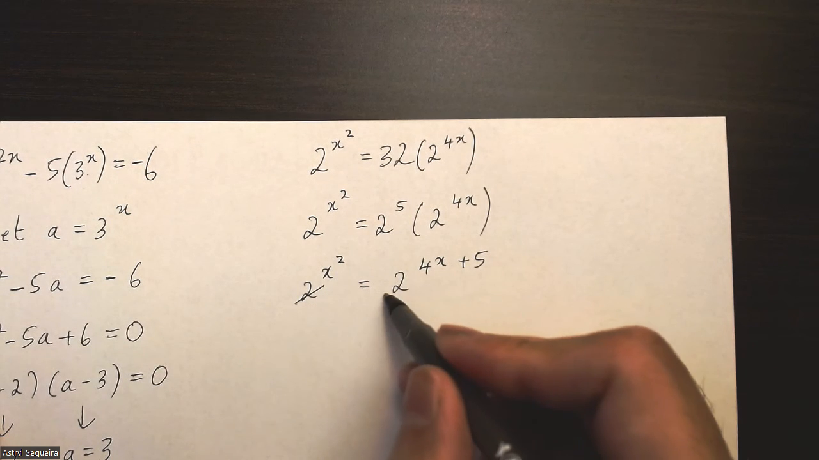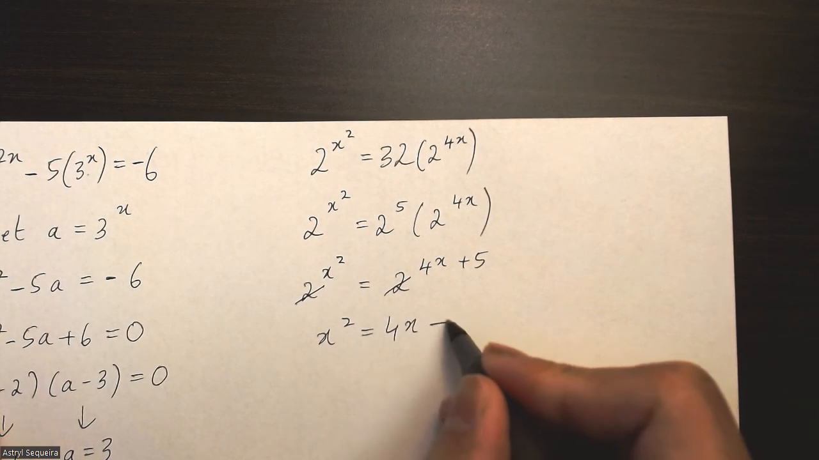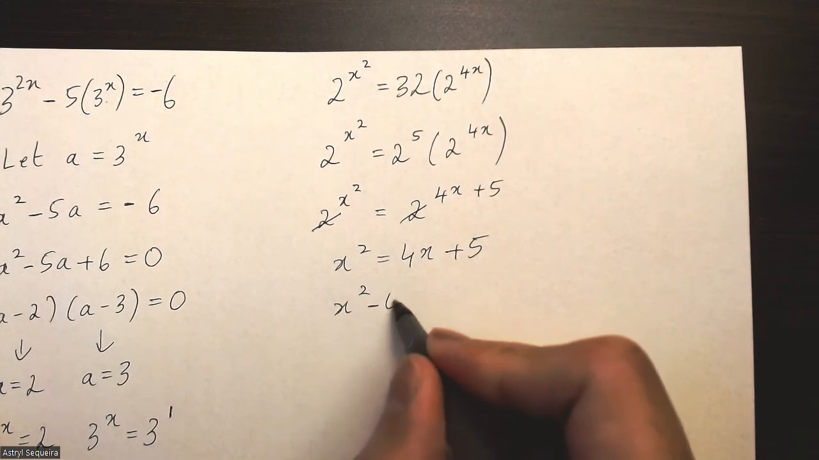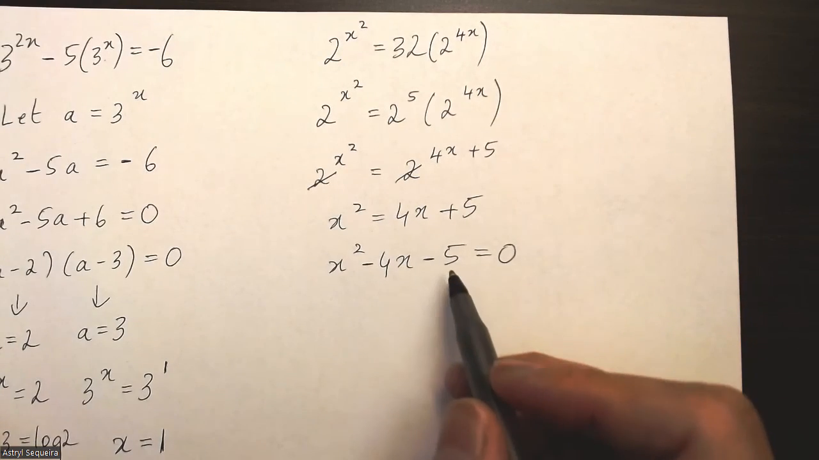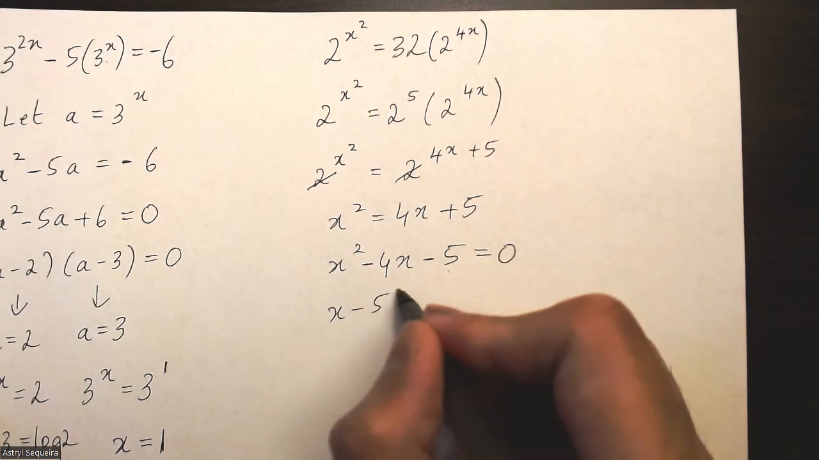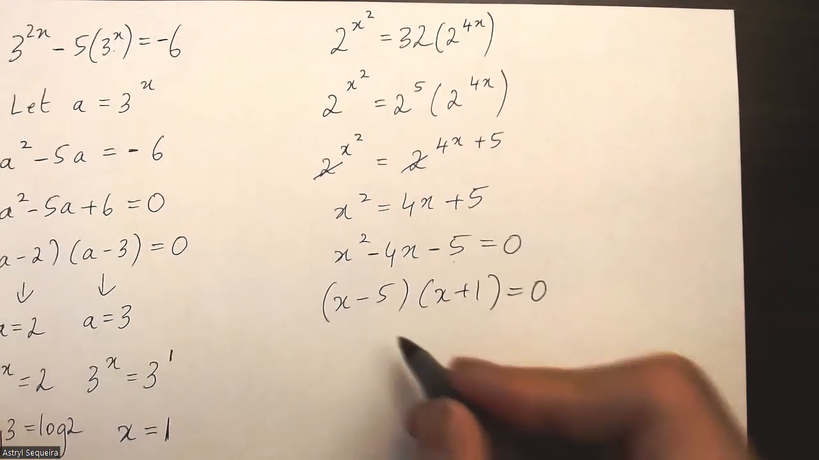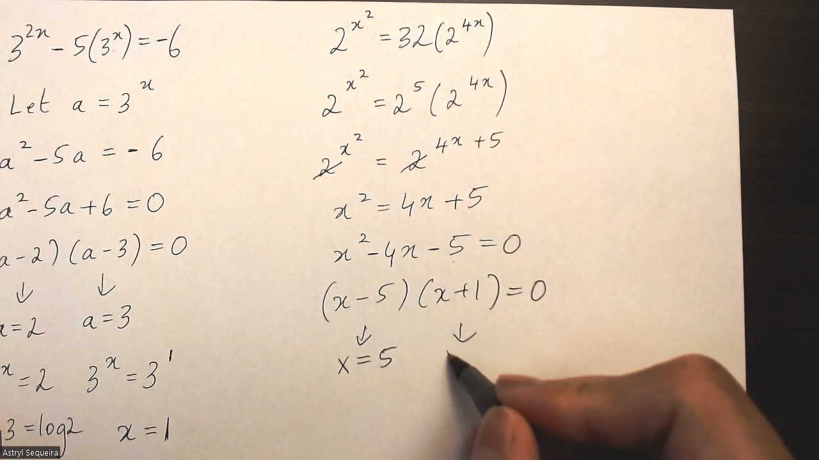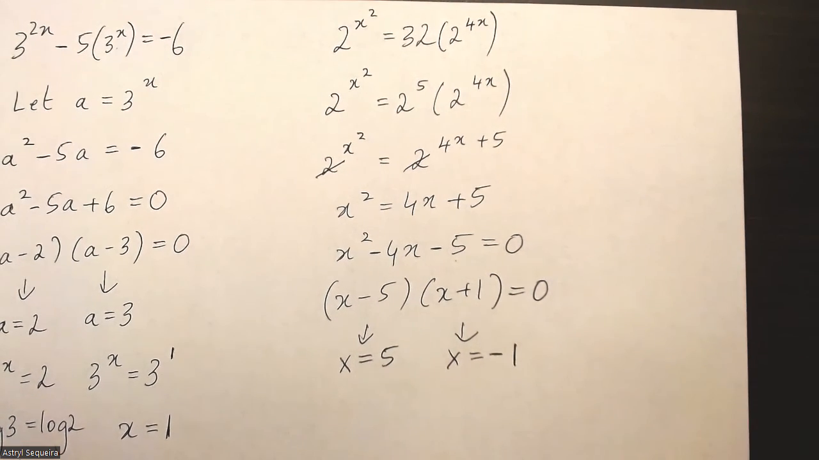Now I have the same base on each side, so I can cancel that off. And again, this is going to be a quadratic equation over here. I'll move the 4x and the 5 to the other side. And then I'll factor this. What multiplies to negative 5 and adds to negative 4? So my two solutions for this one are positive 5 and negative 1.